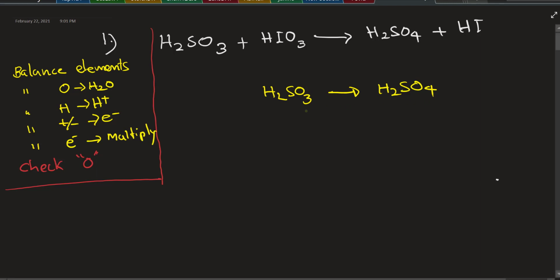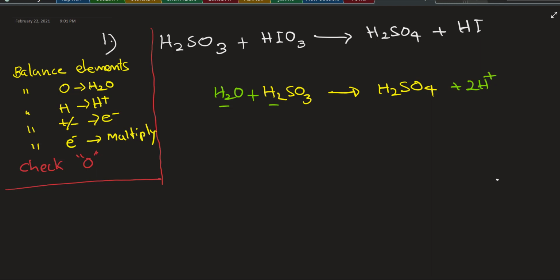So now we're gonna balance the next one on the card, that is oxygen. I have 4 oxygen on the right, 3 on the left. So you add 1 water because you need 1 oxygen, right? Now you have 4 hydrogens on the left and you need 4 on the right, so you add 2 hydrogens to the right. Now look at the charges. Left side no charge, right side you have 2 plus, so you add 2 electrons.